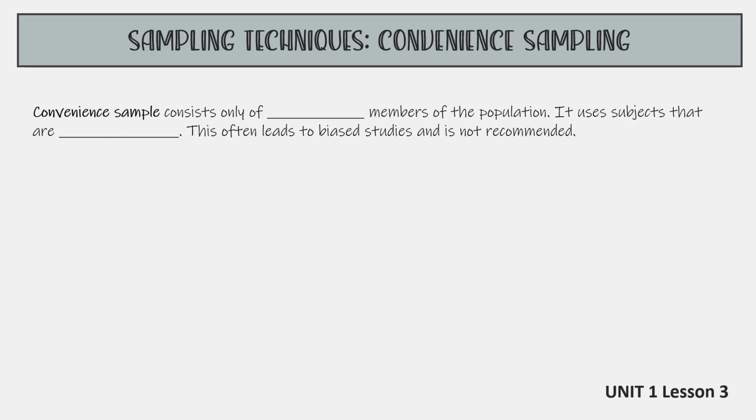Sampling techniques, convenience sampling. Convenience sampling consists only of available members of the population. It uses subjects that are convenient. This often leads to biased studies and is not recommended.